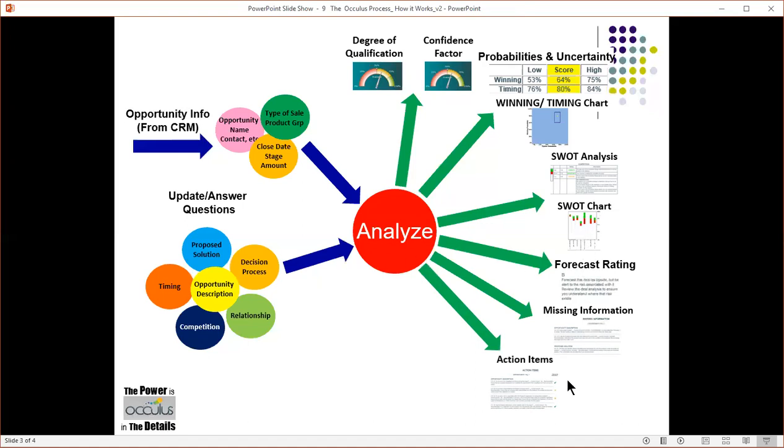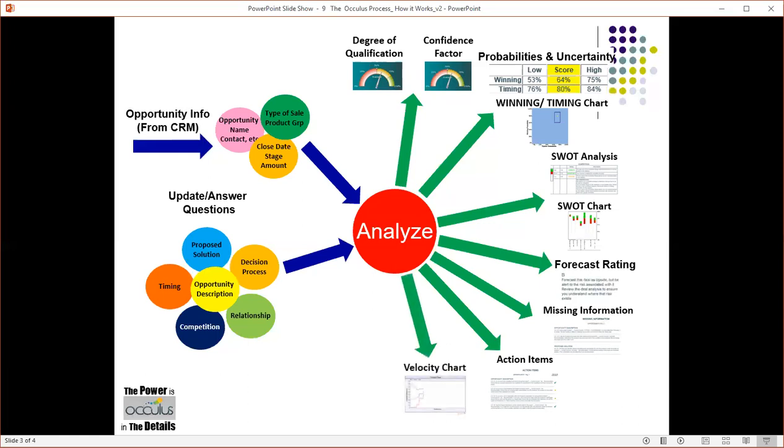The next item you get is the action items. This is a series of steps that you can take to help move this opportunity forward through the sales process. The action items are divided into two groups. There's a group where you're strong, where there is action which will reinforce or build on that strength. And where you've got a weakness, Occulus will recommend certain actions to mitigate that weakness.